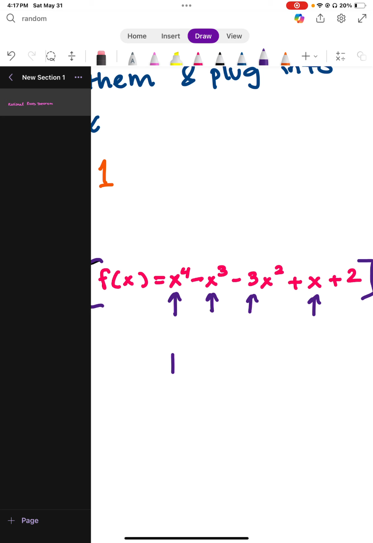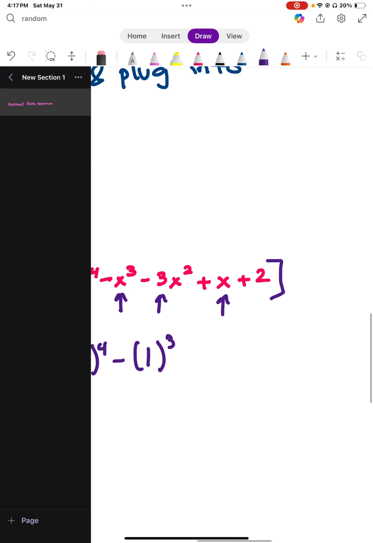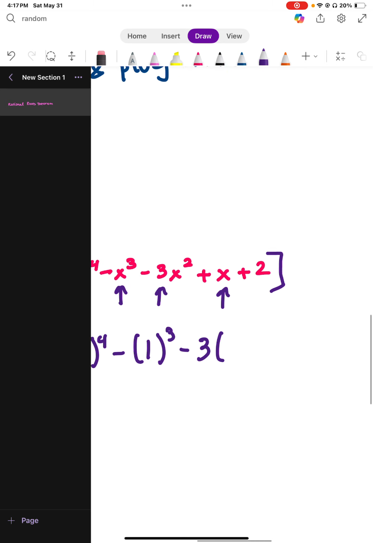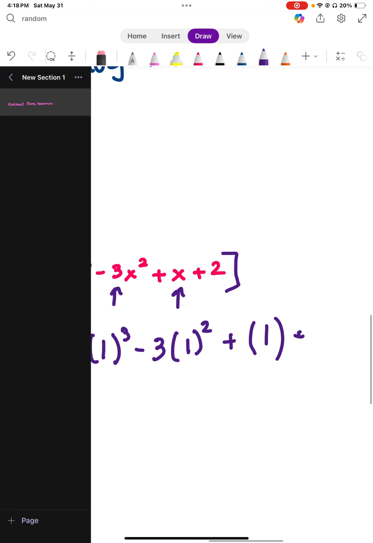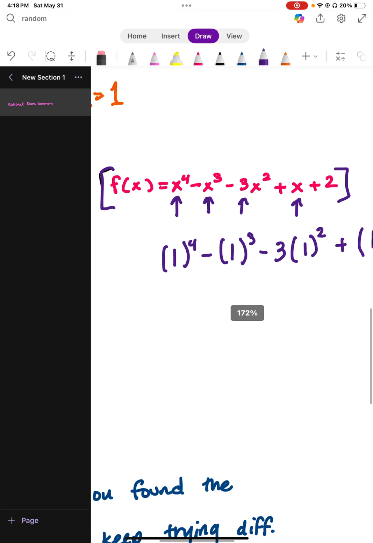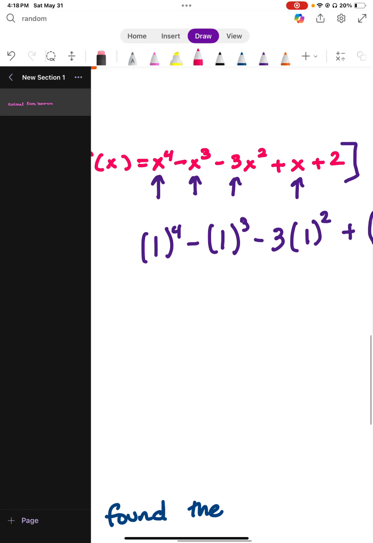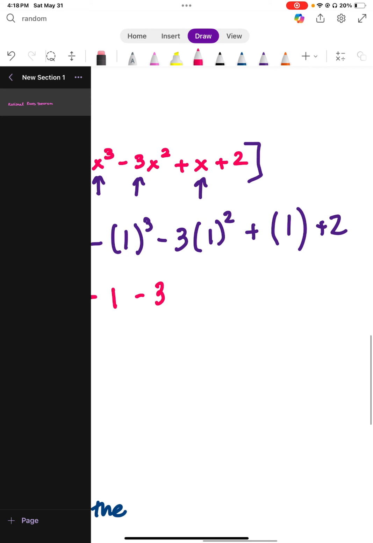So now you can just do 1 to the 4th minus 1 to the 3rd minus 3. Always put parentheses whenever you plug in an x, by the way. It's going to make things much cleaner. You put 1 in there, and then you do plus 2. Great. So now we're just going to solve. If you do 1 to the 4th power, multiply 1 by itself 4 times, you're just going to get 1. Minus 1, minus 3 times 1, so that's also going to be 3.